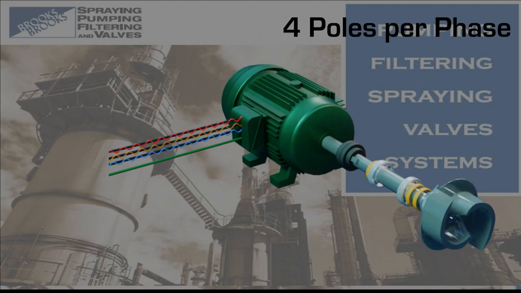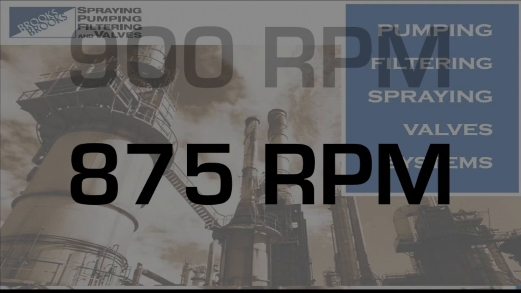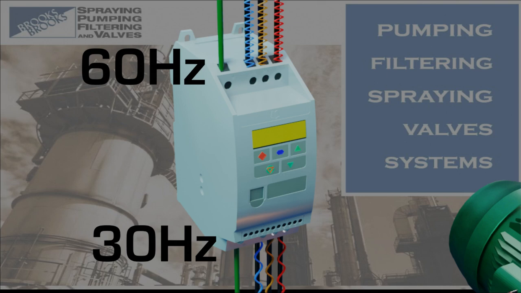If we now take a four-pole motor and apply 30 Hz instead of 60 Hz, its new synchronous speed will be 900 RPM, which is half of the full 60 Hz synchronous speed. Remember, the actual speed will be slightly less than the synchronous due to slip. So, if we can adjust the electrical frequency, then we can adjust the motor speed. This is exactly what a variable frequency drive, known as a VFD, does.